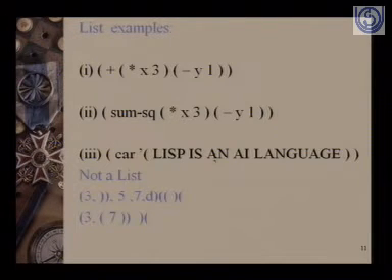So it is a recursive definition. Why is it recursive? Because in the definition of this bigger list, first of all we have two sublists, namely a pair of parentheses enclosing star x 3 and another pair of parentheses enclosing minus y and 1. So lists are parts of the bigger list, and therefore it is similar to finding n factorial in terms of factorial of n minus 1.